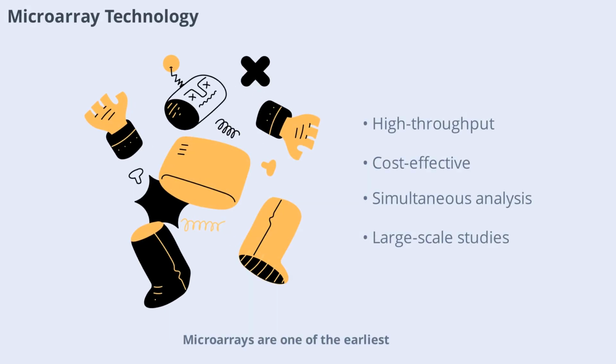Microarrays are one of the earliest high-throughput methods for gene expression analysis. In this technique, thousands of DNA probes are attached to a solid surface. When labeled mRNA from a sample is added, it binds to complementary probes, revealing which genes are active. Microarrays are cost-effective and allow for the simultaneous analysis of many genes, making them a popular choice for large-scale studies.